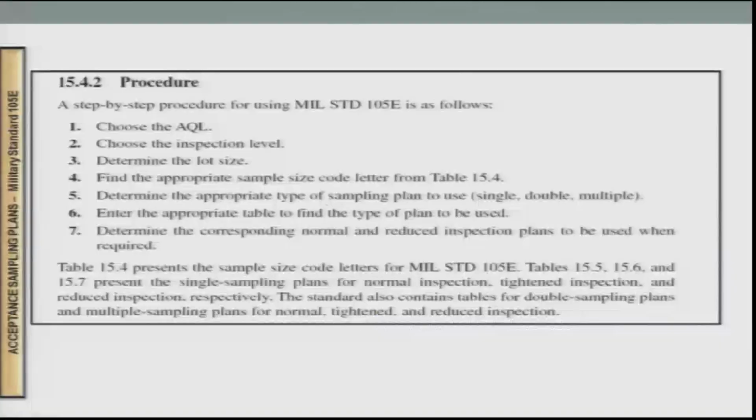So, the procedure for the military standards would be: you check the AQL model, you choose the inspection level. So, at what level you want to do, you obviously have to determine the lot size, because that will determine what is the value of C, and that will also determine what is the total cost. Find the appropriate sample size, determine the appropriate type of sampling plan to use, enter the appropriate table to find the type of plan to be used, and determine the corresponding normal and reduced inspection plans to be used when required. So, if you consider all these things, tables in the book like 15.4, 15.5, 15.6 and 15.7 will give you some idea about the different types of rules based on the inspection plans from the military standards.